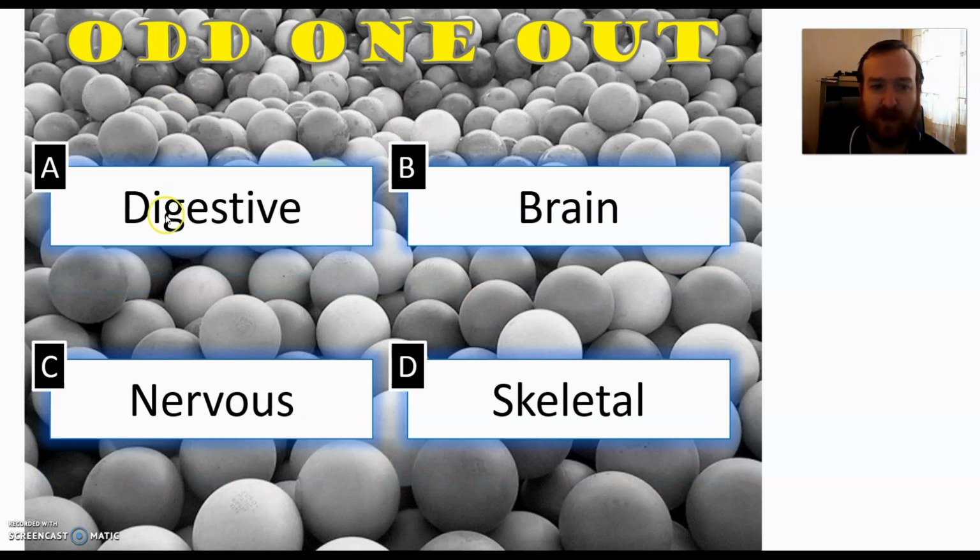Next, odd one out: digestive, brain, nervous, skeletal. I'd say the odd one out is brain, because brain is the only organ. Digestive, nervous and skeletal, they're all systems. You can put system after this. The digestive system, the nervous system, the skeletal system. Brain is part of the nervous system.